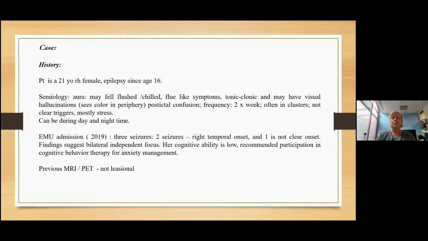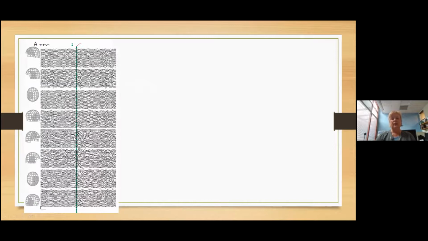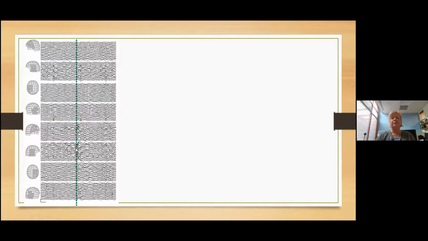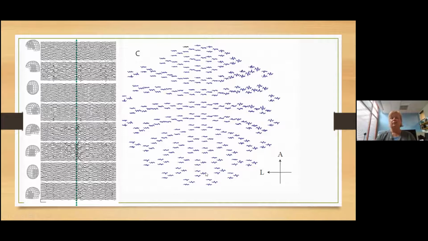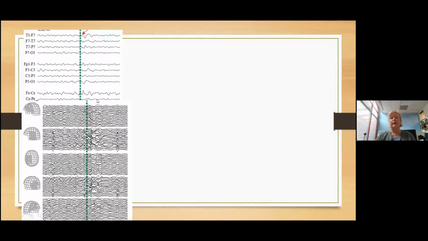So we had her in our study, and this is her spike on EEG, which was found on the right, and MEG shows a nice right temporal onset of the spike. Across all the head view, you can see front, back, right and left. You can see a nice spike waveform, and the dipole is in the right temporal lobe. Another spike was found on the left, and it was independent from the right, as far as we can see from the sensor level.